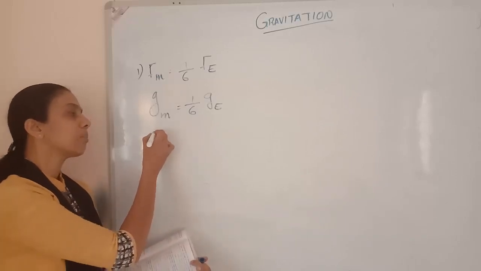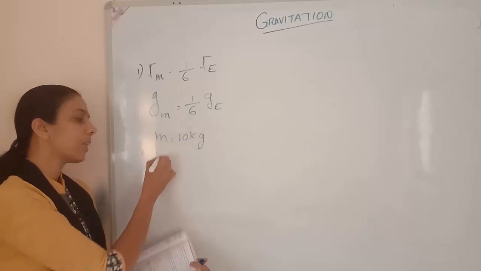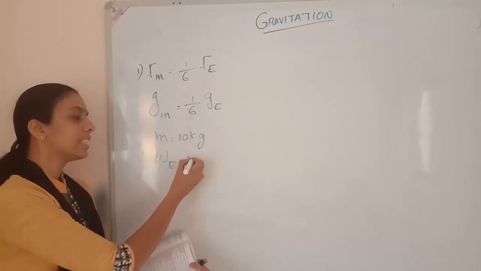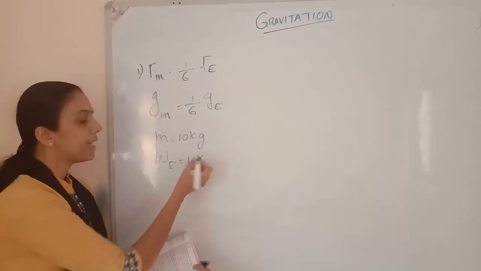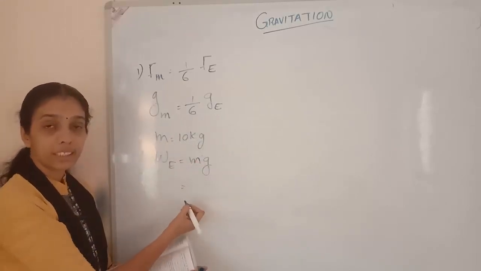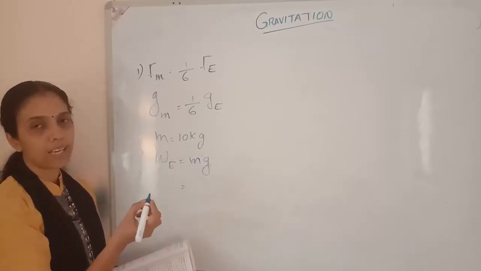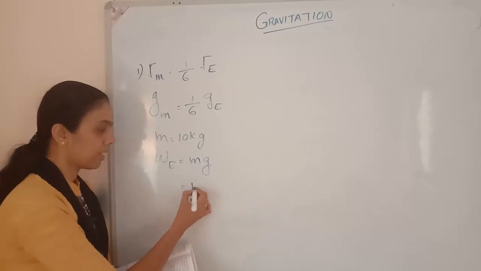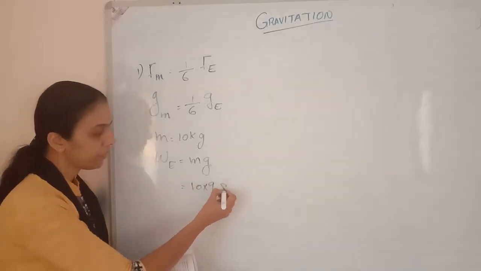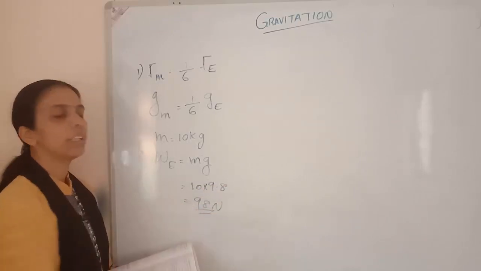So mass of the object is 10 kilogram. Then what will be its weight on earth? Weight as formula is mass into acceleration due to gravity, mg. Acceleration due to gravity we know the value is 9.8 meter per second square. So 10 into 9.8, so we will get it as 98 Newton.